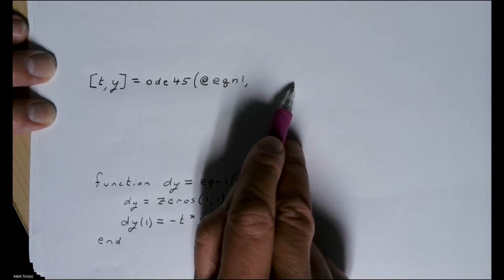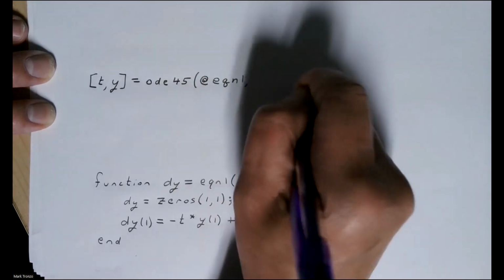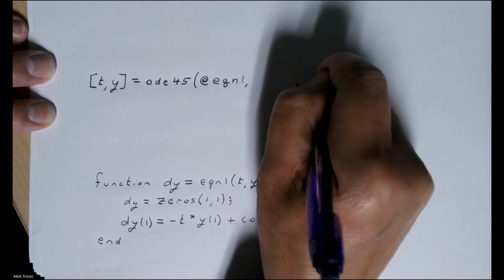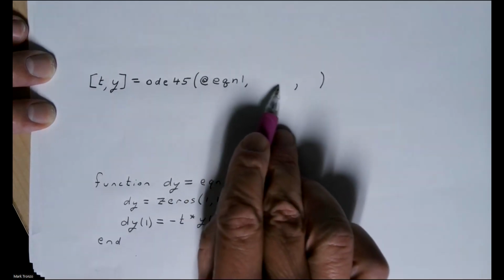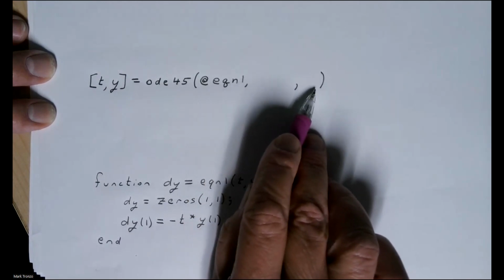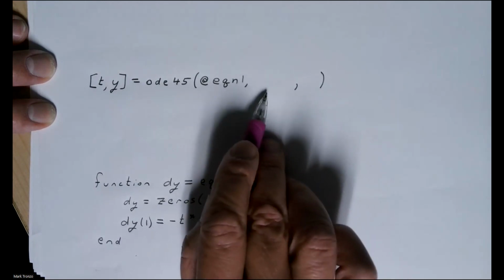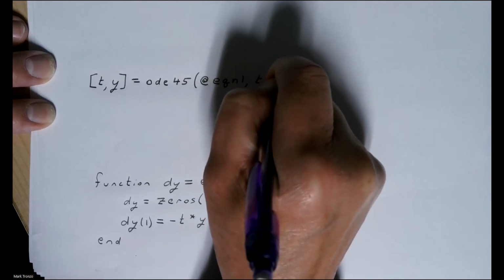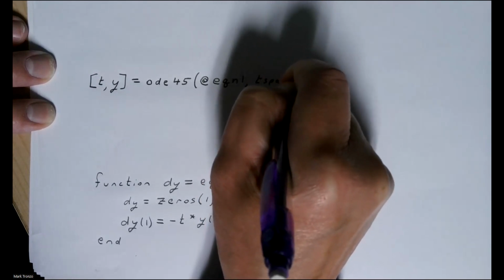The next entry is going to be the initial condition, or the starting point. Again, this is the interval over which you're solving, and this is the initial point here. Rather than put them in directly, I'm going to give them names. I call this tspan, so that we can easily change them.